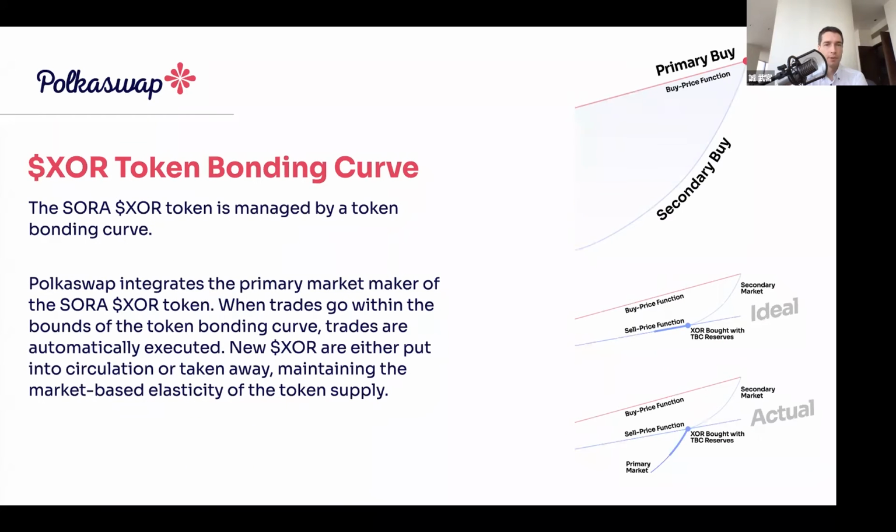And I talked about the token bonding curve, and we have a cool team. So let's show a demo.